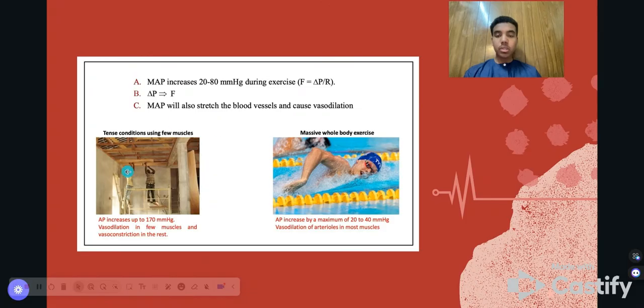Here, it compares two conditions. The first condition is that you're only using a few muscles, which causes the arterial pressure to increase, up to 170 millimeters of mercury. It says vasodilation in few muscles and vasoconstriction in the rest. However, in this athlete, he's swimming, so he's using most of his muscles. So his arterial pressure is going to increase by a maximum of 20 to 40 because vasodilation is going to happen in most of his muscles. On the other hand, you're going to have vasoconstriction and vasodilation only in the muscle that you're using. Okay.